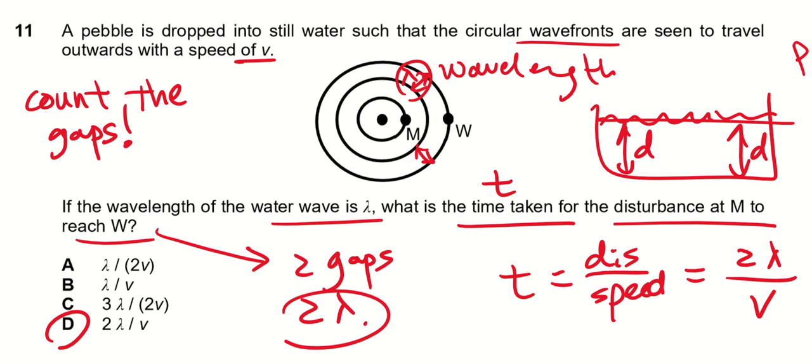Okay? And just as what I have suspected, they will have a 3 lambda there. Why? Because the student didn't count the number of gaps. They counted number of lines. Okay? So count the gaps, huh?